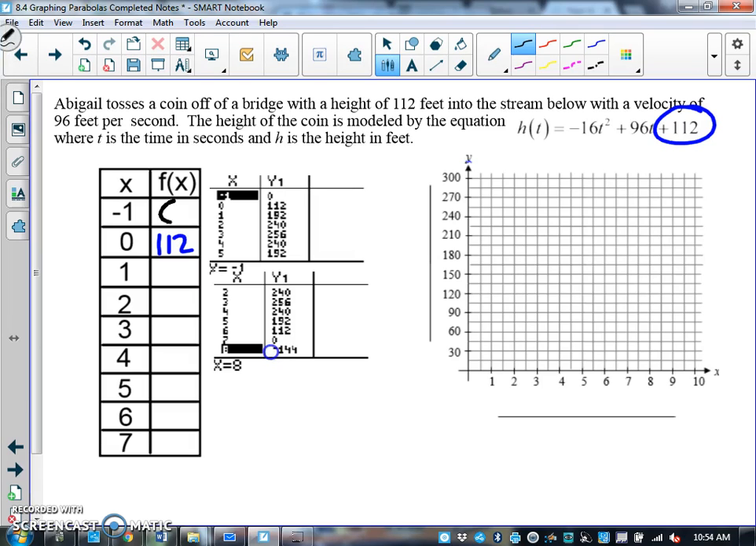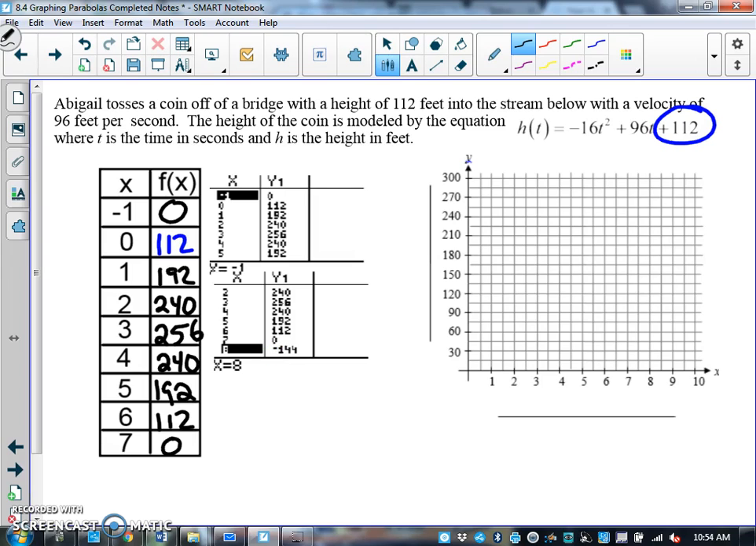At negative 1, we get 0. At 1, we get 192, then 240, and you can see exactly what I'm doing, just copying off the table here. You'll notice that I see some symmetry here, and all these values seem to be the same.